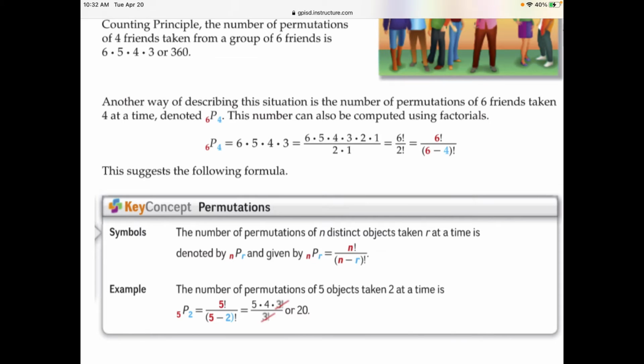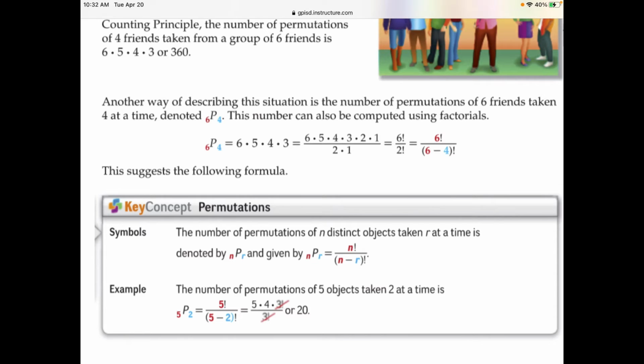Well, how do we get those numbers? Here we have the formula. N is for the number of objects. P, permutation, taken R objects at a time, would give us the formula N factorial over N minus R factorial. Remember, N represents the number of objects, and R is how many objects at a time. So we could say there are 5 objects and we only want 2 at a time. In that case it would be 5 factorial over 5 minus 2 factorial.